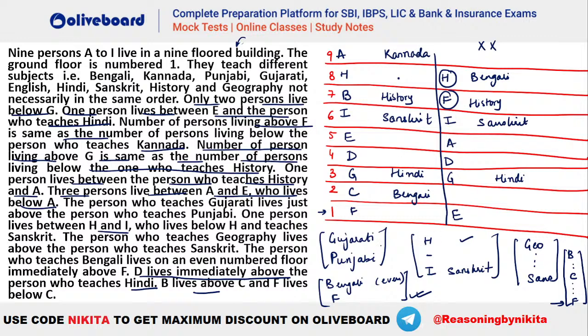Okay, once you place this, you can see Gujarati and Punjabi can be placed because Gujarati has to be immediately above Punjabi. So you can see this is going to be Gujarati here and this is going to be your Punjabi here. Okay, now which are the two things remaining? You can see one thing that is there is geography has to be above Sanskrit. So you can see geography will be here, right? So we have placed all the names also, right? We have placed names and we have placed all these subjects also.